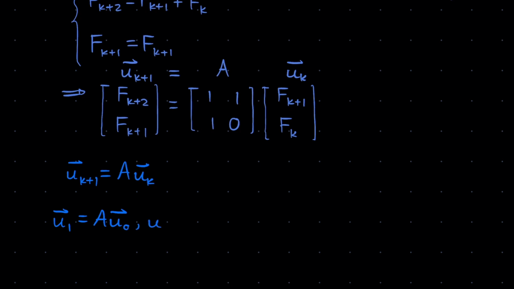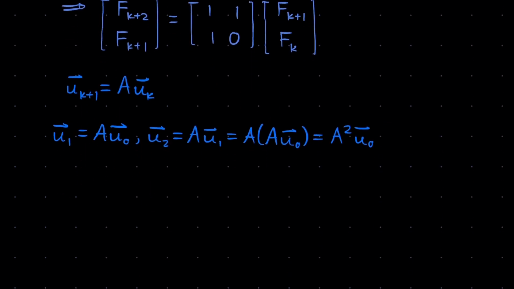Alright, what about u of 2? U of 2 is A times u of 1. But look, u of 1 is simply A times u naught. So we have A times A u naught. And this is A squared u naught. Okay, now what about u of 3? U of 3 is equal to A times u2. But u2 is A squared u naught. So we can directly substitute this in. A times A squared u naught. And this is equal to A cubed u naught.